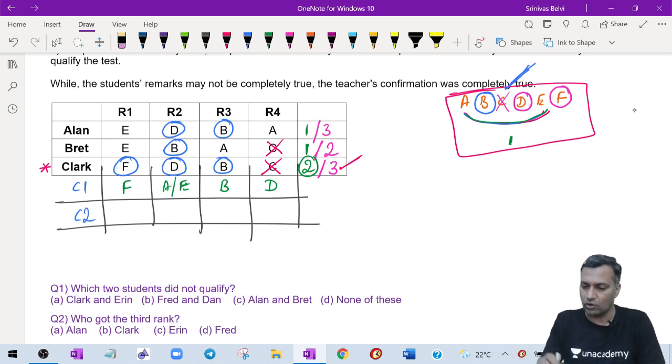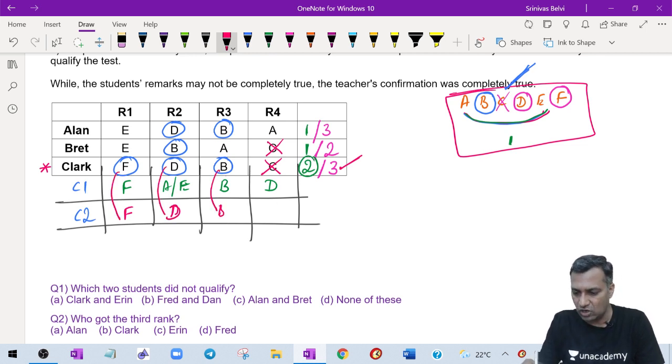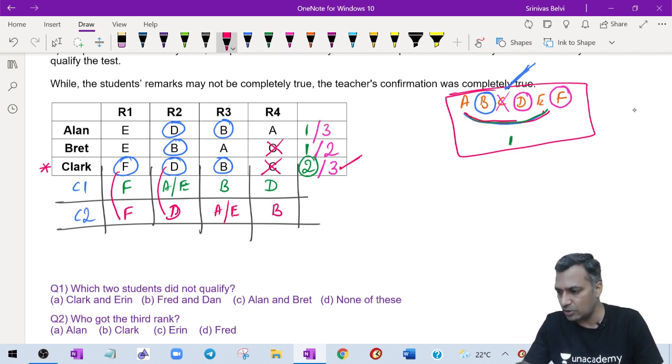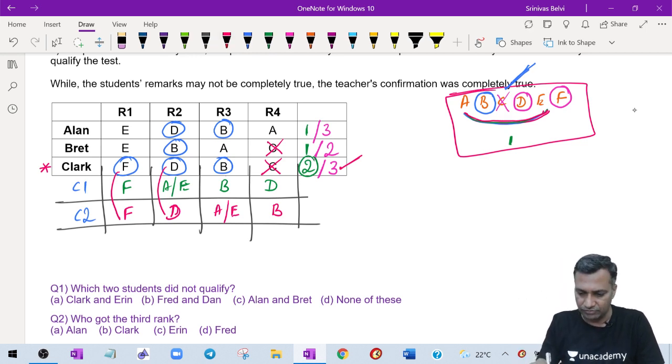Okay, great. Now coming to the second case. In the second case, F got the first rank and D got the second rank. These two are matching. However, B did not get the third rank. Instead, B got the fourth rank. Mismatch. Therefore, who is getting the third rank? Either A or E should be getting the third rank, because C is ruled out. We are not able to decide between A and E at this point in time. Fair enough. These are the two cases.